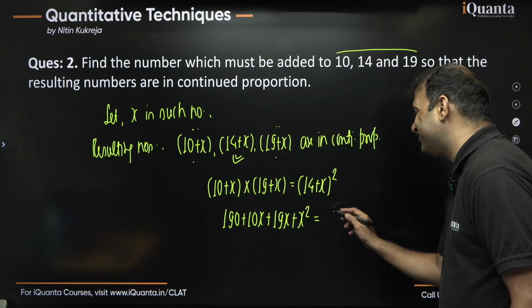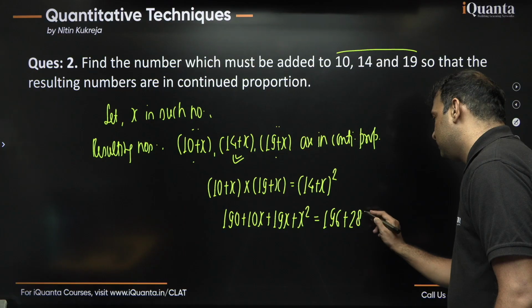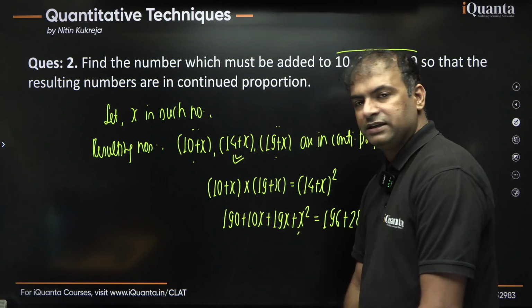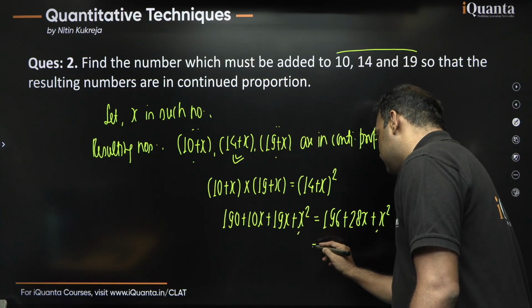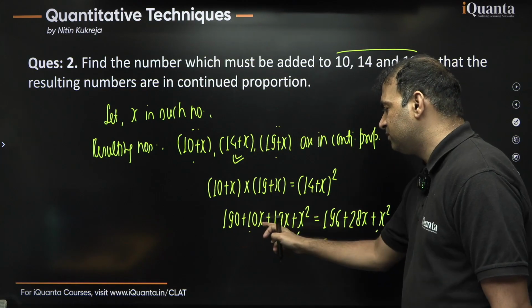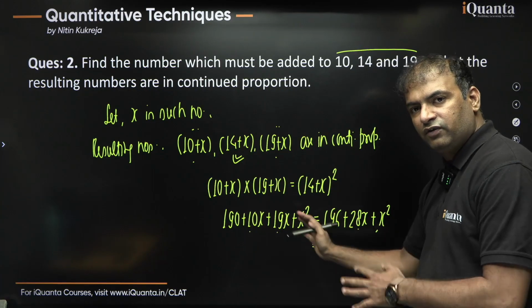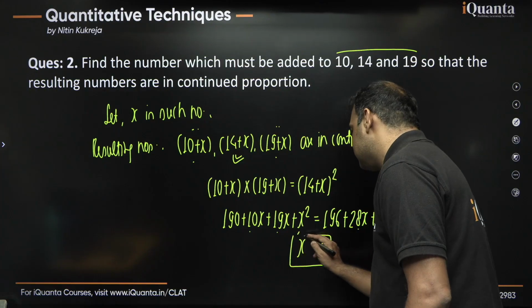So, first we write 14 squared, which is 196, plus 2ab, which means 28x, plus x squared. Now you see that x squared must get cancelled out. 196 is here, 190 is here, 190 goes here, it should be 6. Left side is 10 plus 19 is 29, and this is 28. 28 subtracted from 29, we get x. So, we can say finally the value of x is 6.